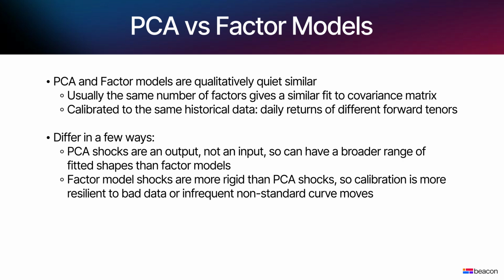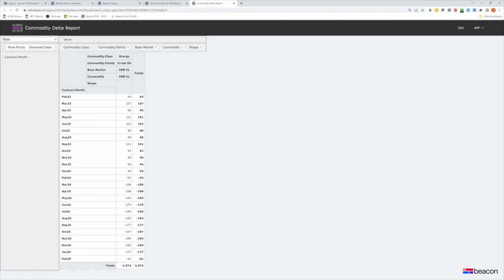But that's a double-edged sword. The flexibility of PCA means that it can be more sensitive to things like bad data points in your historical data set, or maybe big one-day moves in the historical data set that aren't representative of standard future market moves. That said, it's a really useful tool for generating scenarios. So let's take a look at that.